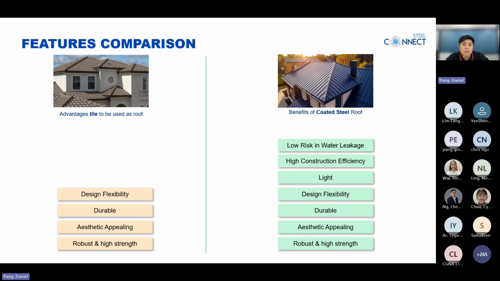Firstly, both provide robust and high strength. Both are aesthetically appealing. Both are durable. Both also offer design flexibility. However, steel roof is lighter. It provides higher construction efficiency. And lastly, lower risk in water leakage. Now we have known the fundamental comparison between both roofs. We can move into something more philosophical on roofing.